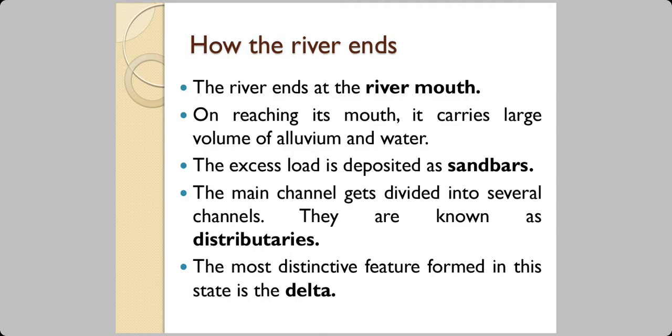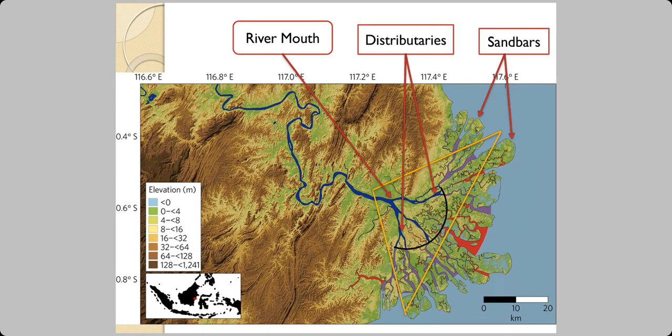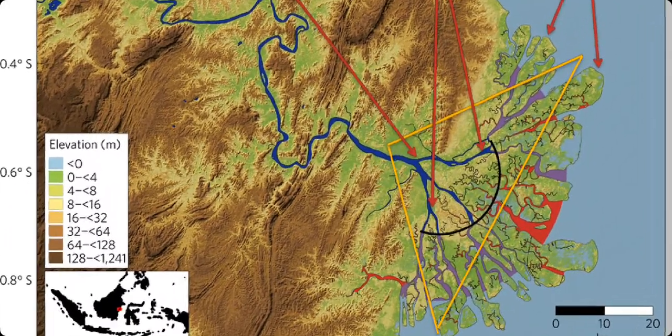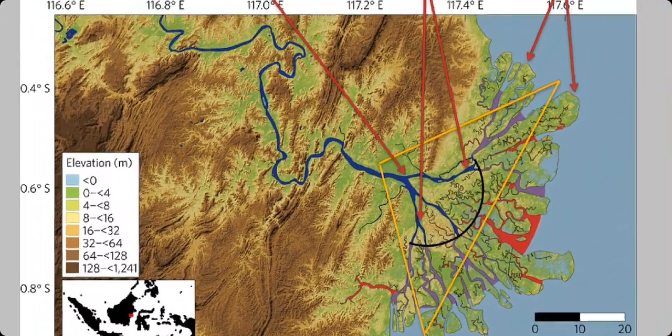And together, sandbars and distributaries form a distinctive feature at the mouth of the river. This is known as a delta. Now, delta is a Greek alphabet, and delta is also written for triangle. So can you see this yellow triangle? This is the delta of a river.